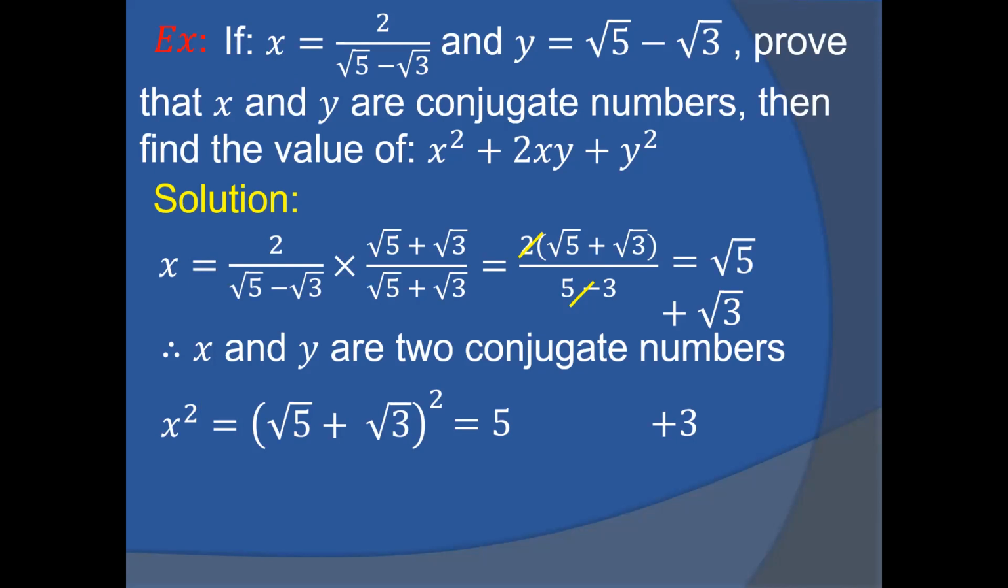Here I take root 5 plus root 3 all power 2. Root 5 times root 5 will be 5. Root 3 times root 3 will be 3. And 2 times root 5 times root 3 equals 2 root 15.